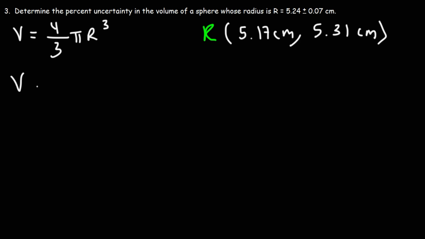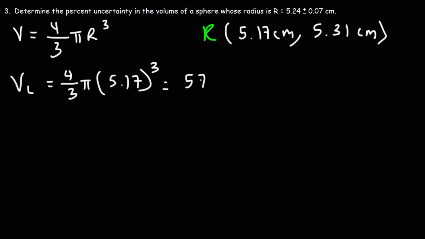So let's start with the lowest value of r. It's going to be 4/3 pi, and let's plug this into r, times 5.17 raised to the third power. 4 pi times 5.17 cubed divided by 3. That works out to be 578.842, and this is going to be in cubic centimeters. So that's the lowest value for the volume that we have.